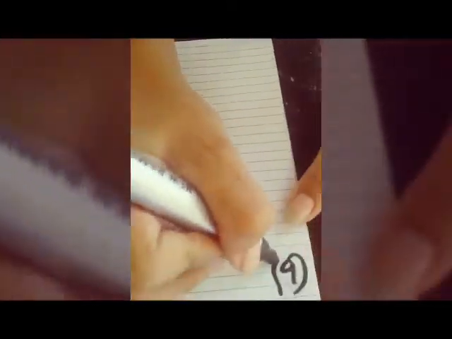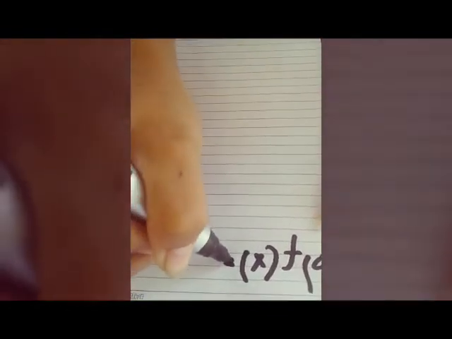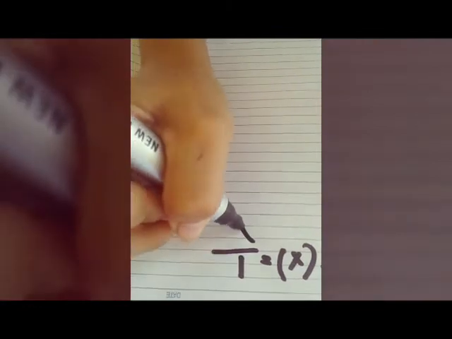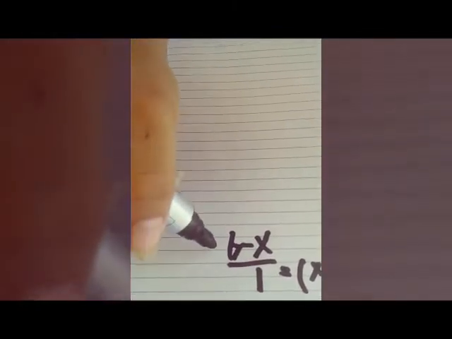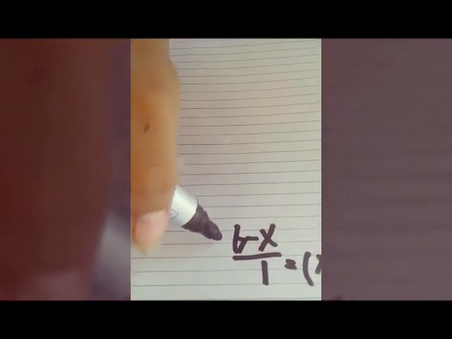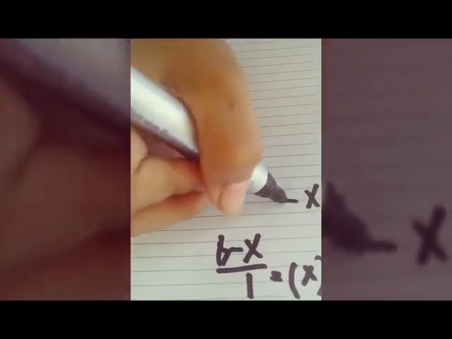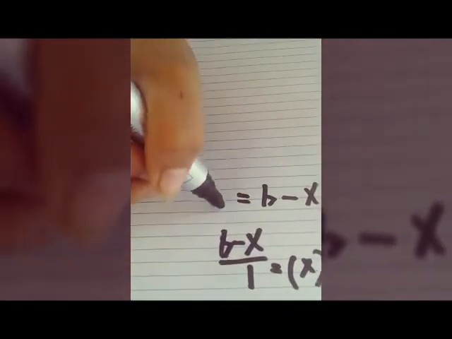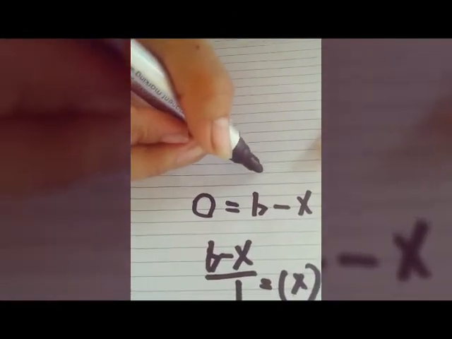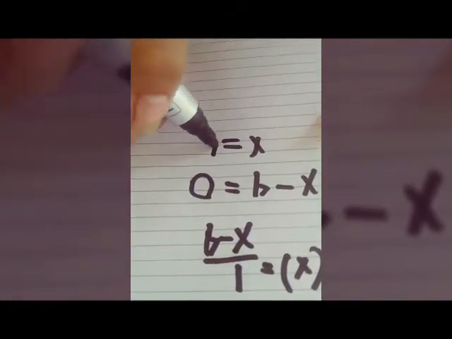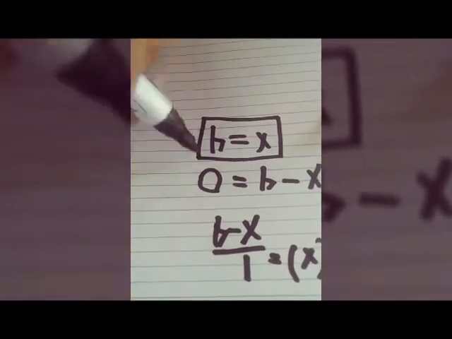Letter B example. f of x equals 1 over x minus 4. We find x by setting the denominator equal to 0. x minus 4 equals 0, and the answer is x equals 4. So that is the vertical asymptote.